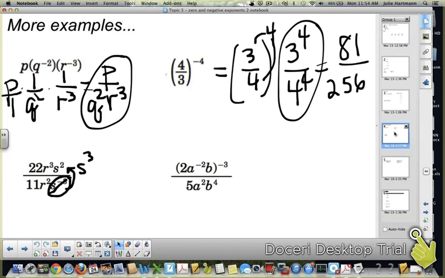Now to simplify, 22 divided by 11 is 2. R cubed divided by r squared, 3 minus 2 is r to the 1st, so that stays right on the top. And then you have s squared times s cubed. 2 plus 3 is s to the 5th.